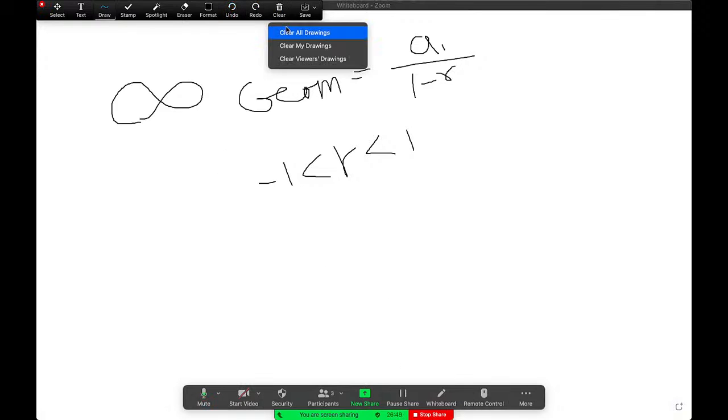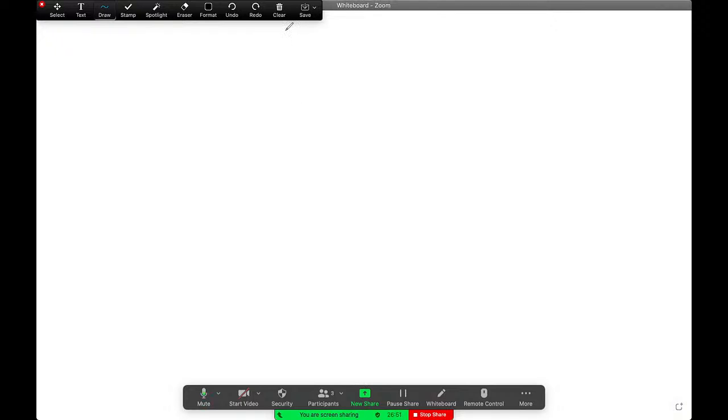Let's just clear the screen real quick and move on to the next thing. So now we're going into probability and statistics and stuff like that. Do you remember the formula for permutations, nPr?